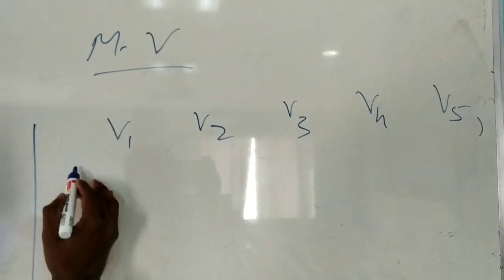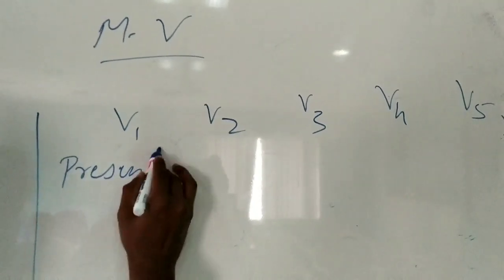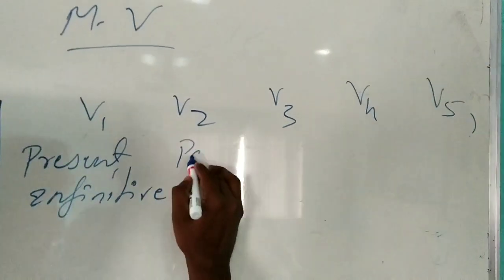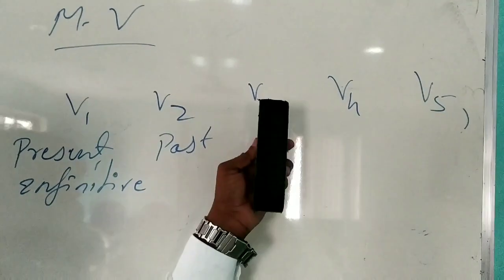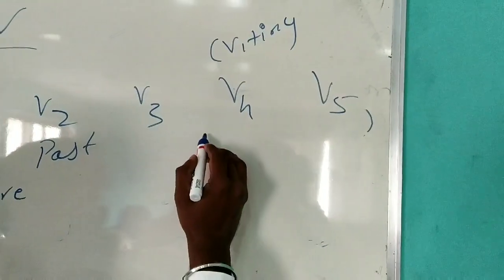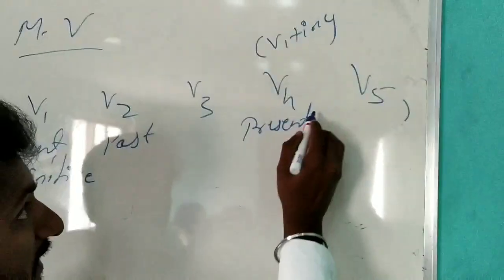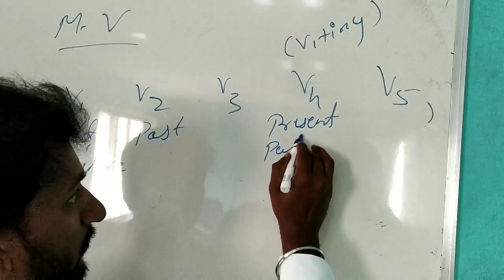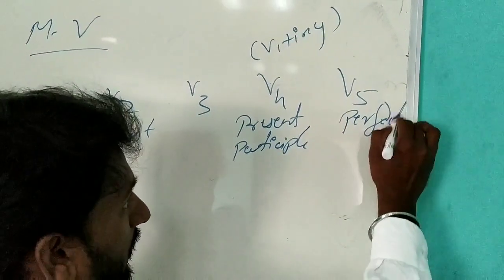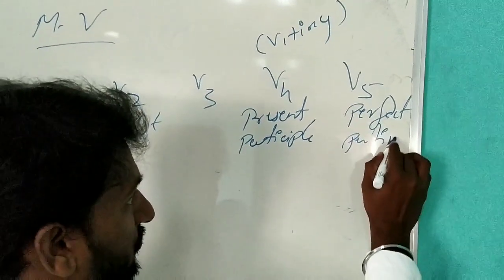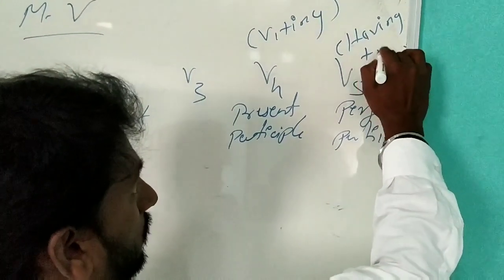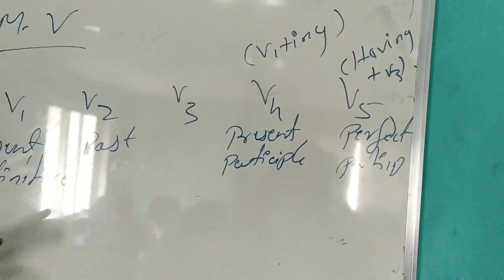If you see V1, V1 is called present infinitive. Okay, you know this very well, I believe. And V2 is called past, and V3 is called past participle, and V4 is called present participle. This V4 is nothing but V1 plus ing, okay. And V5 is called perfect participle. I'm just giving it, my dear students, it will be helpful, I believe. Having plus V3 is called V5.